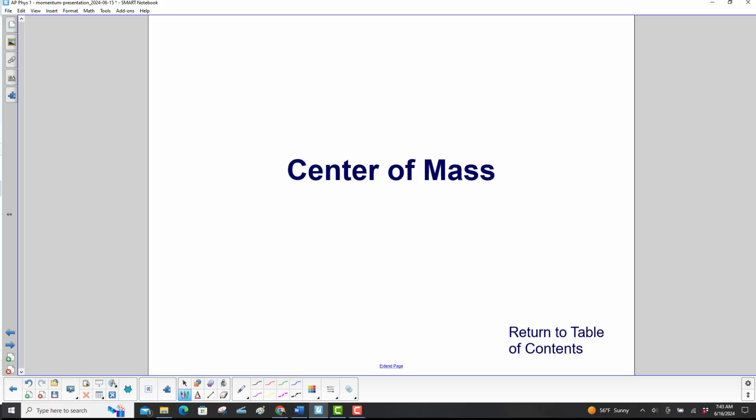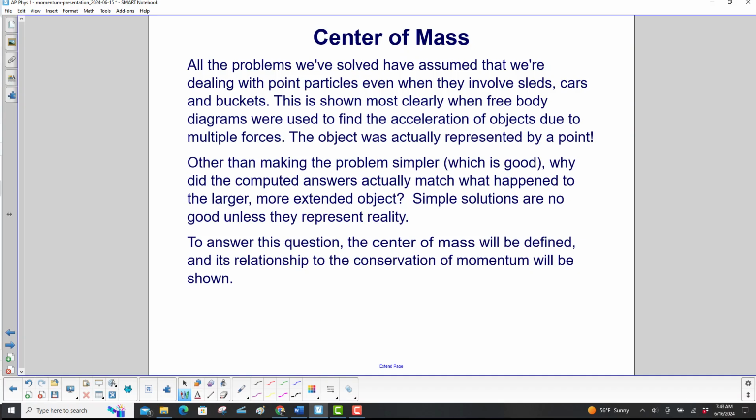Center of mass. All the problems we've solved have assumed that we're dealing with point particles even when they involve sleds, cars, and buckets. This is shown most clearly when free body diagrams were used to find the acceleration of objects due to multiple forces. The object was actually represented by a point.